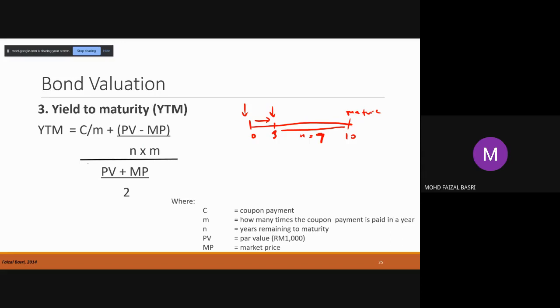So that's N, and we divide with the average of price between par value and the market price. Like I said, we only need 4 items here: the coupon, the par value which is always 1,000, the market price, and then the N. The information is repeated below. And as I said, this is the average, so that's why we divide by 2.